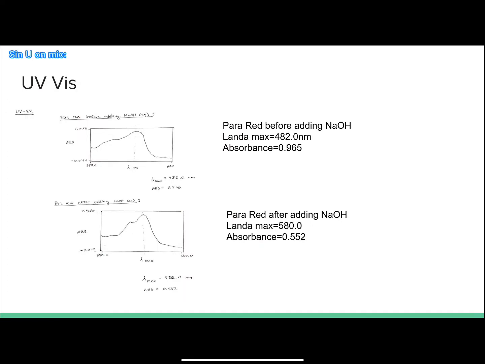For the UV-Vis spectrum of Para-Red, before adding sodium hydroxide, the lambda max is 482 nanometers and the absorbance is 0.965. After adding sodium hydroxide, the lambda max is 580 and the absorbance is 0.552. After adding sodium hydroxide, the lambda max increased to 580, which shows that it is more of a red color.